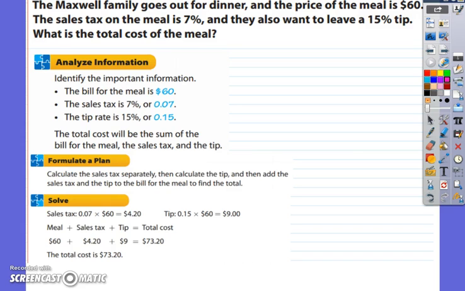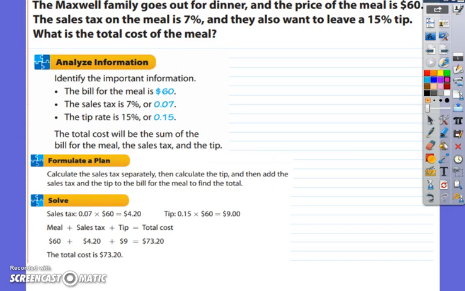We need to analyze the information. Identify the important information. The bill for the meal is $60. The sales tax is 7%, or 0.07, shown as a decimal. The tip rate is 15%, or 0.15, shown as a decimal. The total cost will be the sum of the bill for the meal, the sales tax, and the tip.